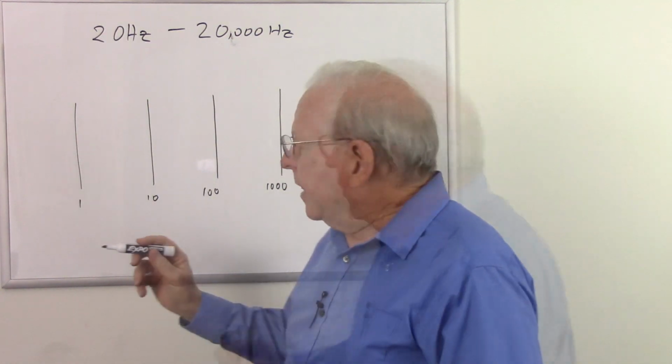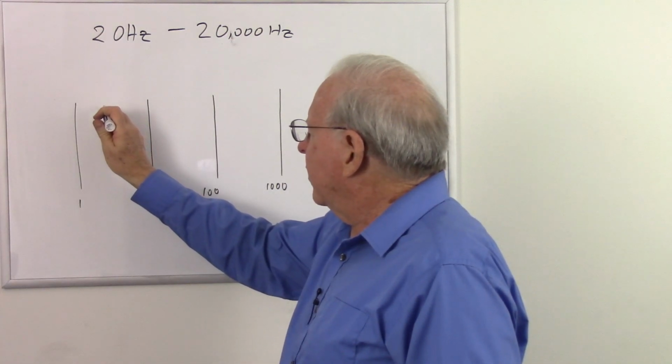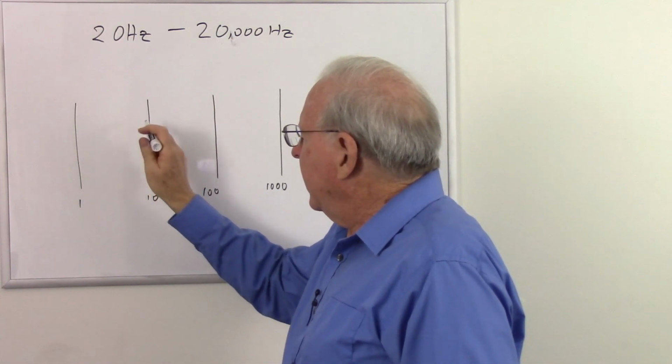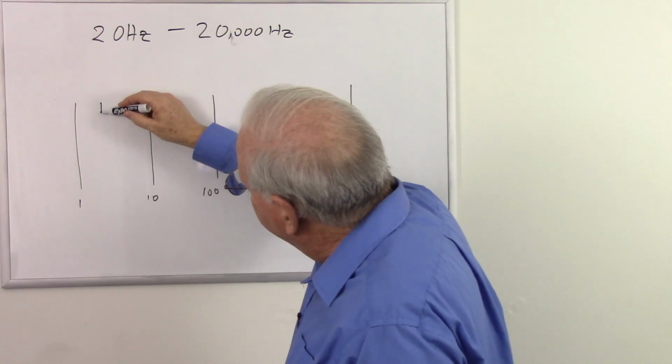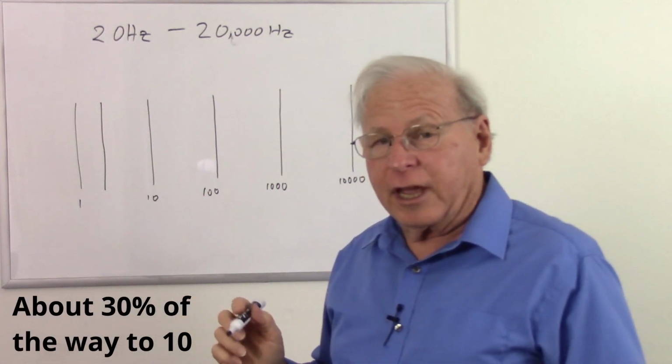Same distance. Now where's 2? That's a little tricky. It's not going to be even because these numbers are getting closer together, but I can give an estimate. I'm going to say 2 is right about there. Let's see how close I got.